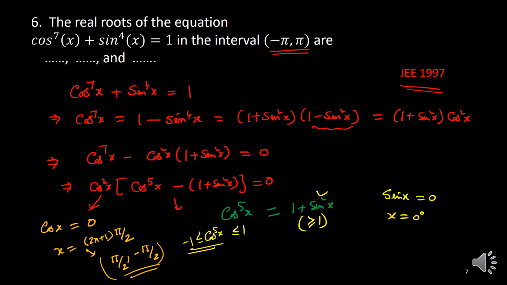Now we need to check whether cos to the power 5x is also 1 or not. Because cos 0 is 1, it's fine. So cos x means cos 0 is 1, so the left side is also becoming 1. So this is a valid solution. So x equal to 0 is also a valid solution. So how many solutions are there? One is 0, another is pi by 2, and another is minus pi by 2. So only these three solutions are possible. I hope you have got this point.